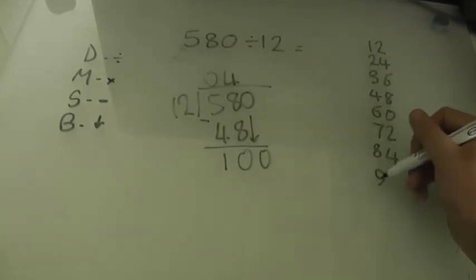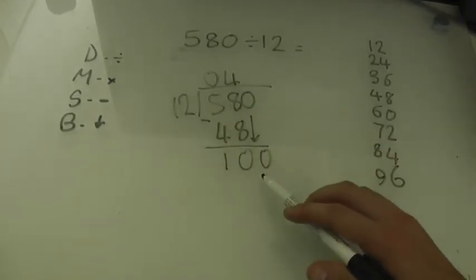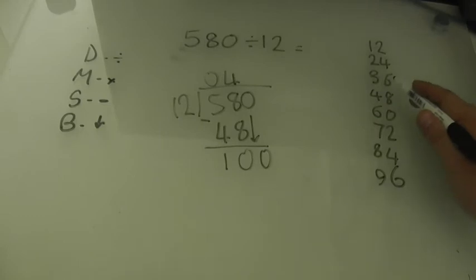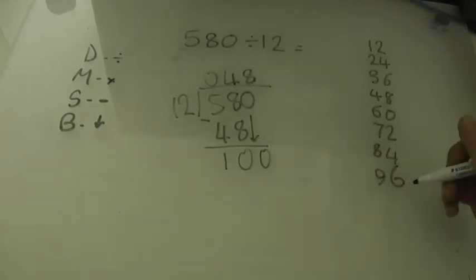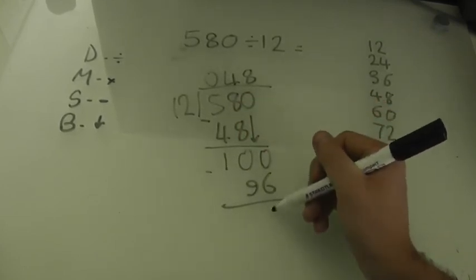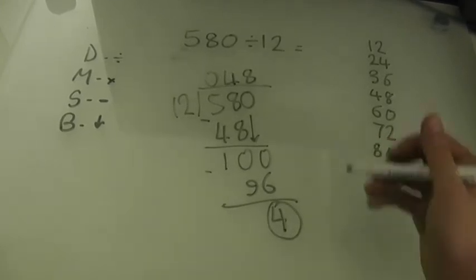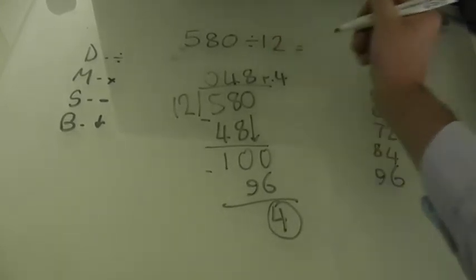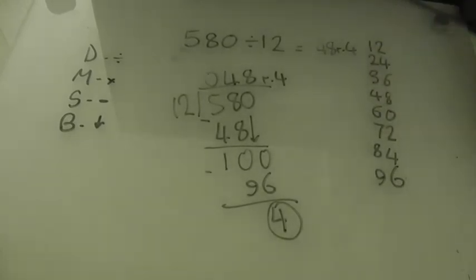So we might need to go slightly higher, don't we? We need to go to 96. So now we see how many 12s go into 100. 1, 2, 3, 4, 5, 6, 7, 8. Write our number underneath, take away, so that will leave us 4. So that is our remainder. We've got 48, remainder 4 as our answer, and that is that.